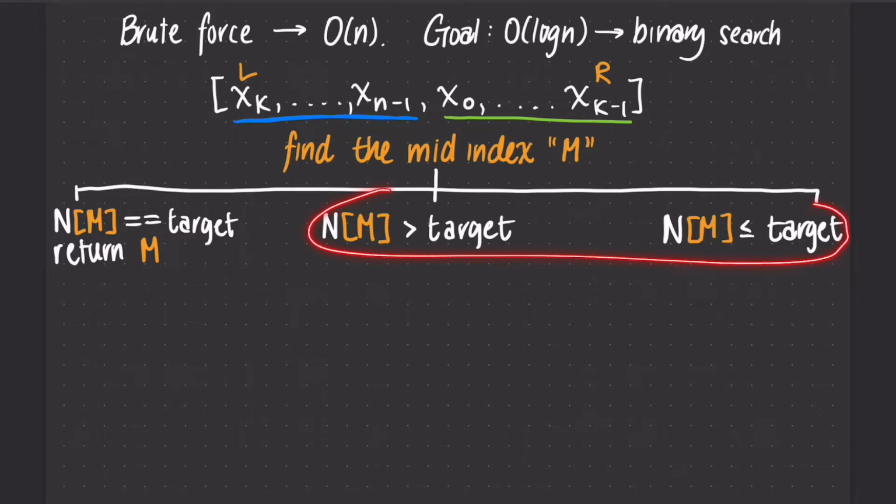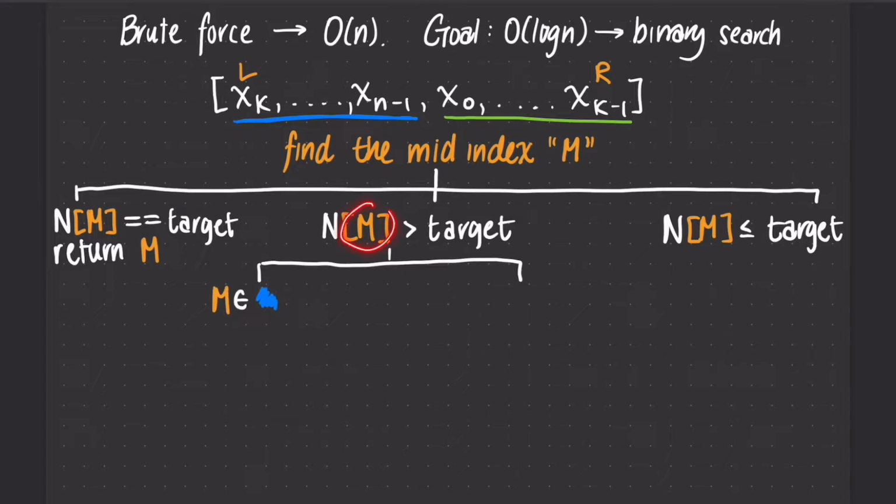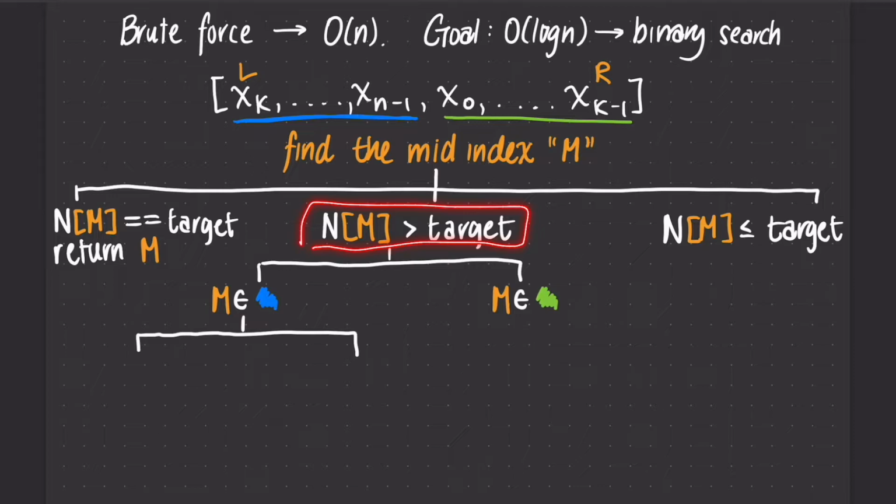These 2 cases are where we differ from traditional binary search in an ordered array. Let's look at this case first, where n of m is larger than the target. There's 2 possibilities: that our m index is part of the blue, or our m index is part of the green. Let's first look at this case right here, where our n of m is larger than our target and our m is in the blue part.